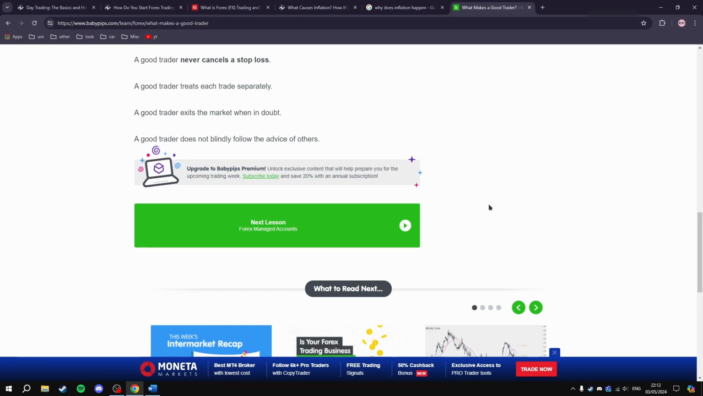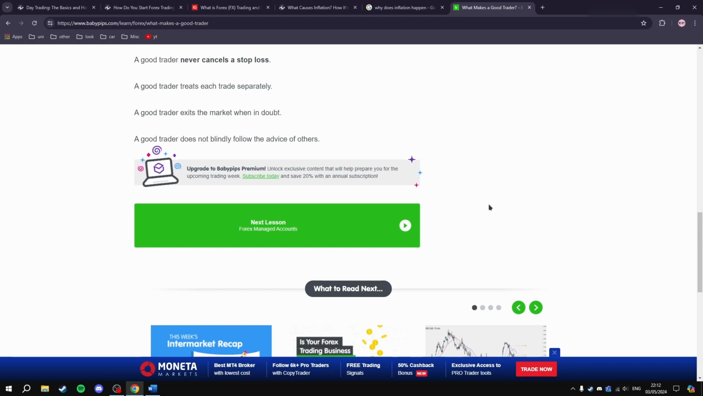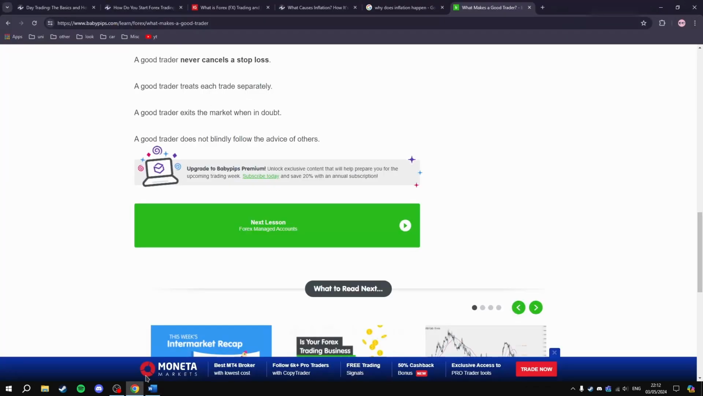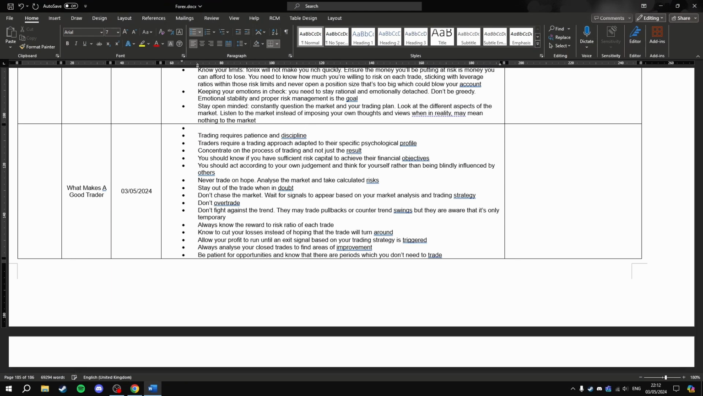Good traders do not blindly follow the advice of others. Don't blindly follow the advice of others. So these are all the factors of what good traders do, the factors which make a trader good. Trading requires patience and discipline.